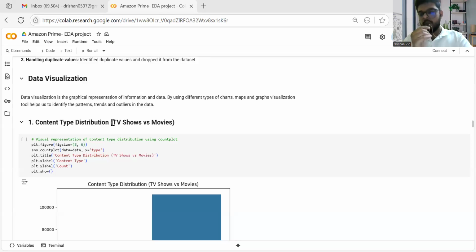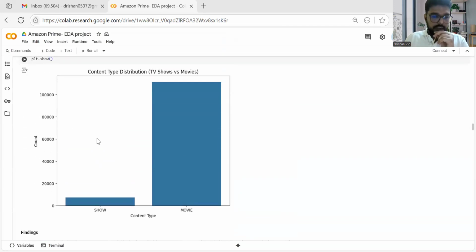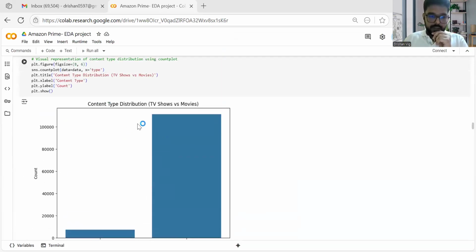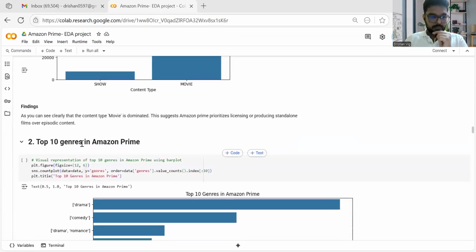We're going to analyze the distribution of TV shows versus movies. In this visualization, we can clearly see that the movie ratio is higher than TV shows. The content type movie dominates this particular chart. So basically, it means that Amazon Prime focuses on movies rather than TV shows.